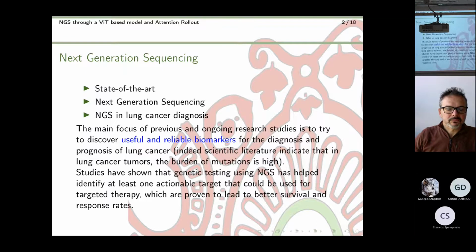spotted when it's too late, and that's the reason why previous and ongoing research studies are focusing on discovering useful and reliable biomarkers for the diagnosis of lung cancer and also of its prognosis. Indeed, scientific literature sustains the thesis that there's a high correlation between lung cancer tumors and specific mutations in the DNA.